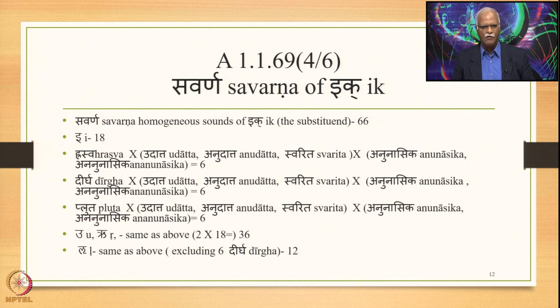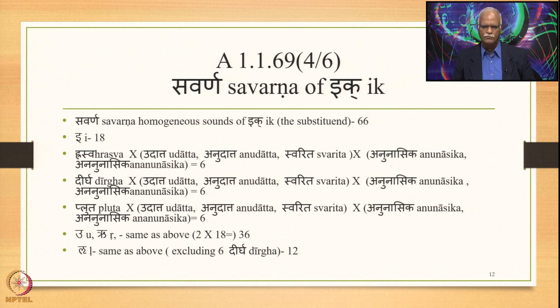Six short varieties of E. Then you have six dirgha, long varieties. So the dirgha vowel into udatta, anudatta and svarita into anunasika and ananunasika. These are the six long varieties of E. And finally, six pluta varieties. So pluta into udatta, anudatta and svarita into anunasika and ananunasika. These are the six pluta varieties. In all, there are 18 varieties of E. And the sound E stated in the 14 sutras stands for all such 18 varieties.